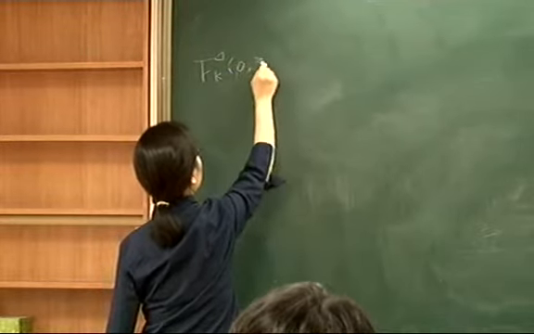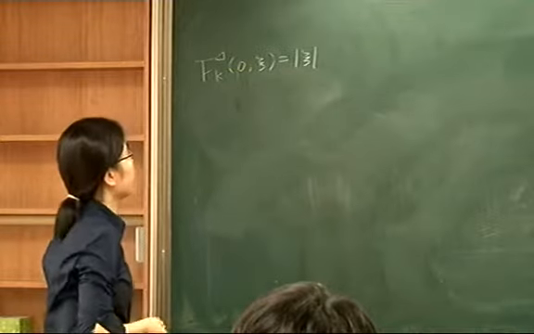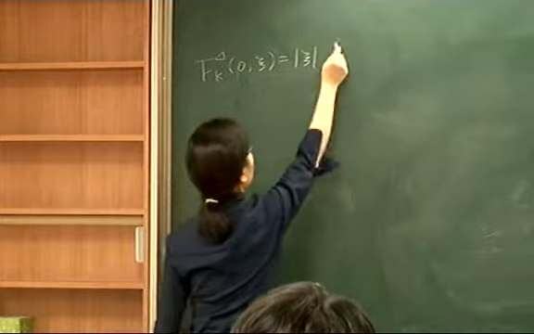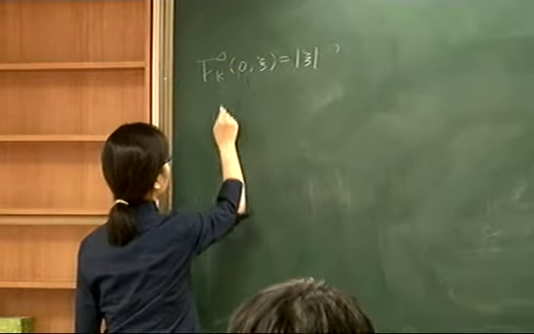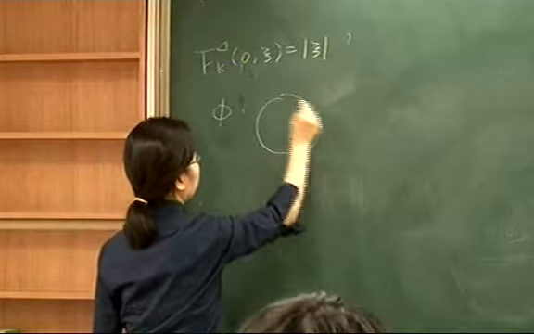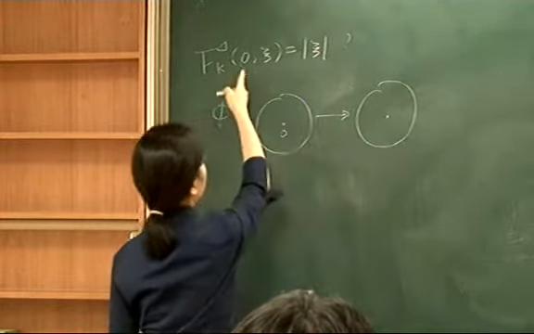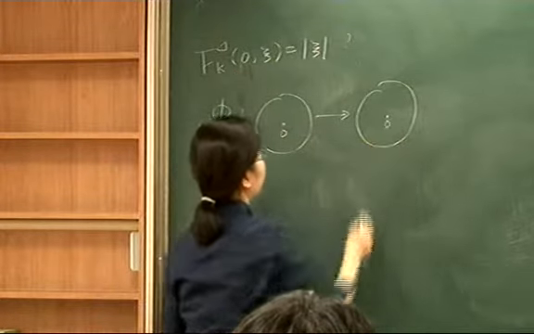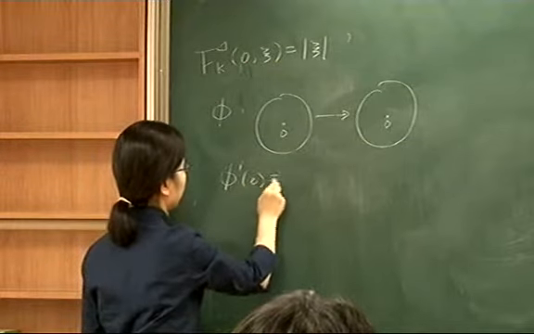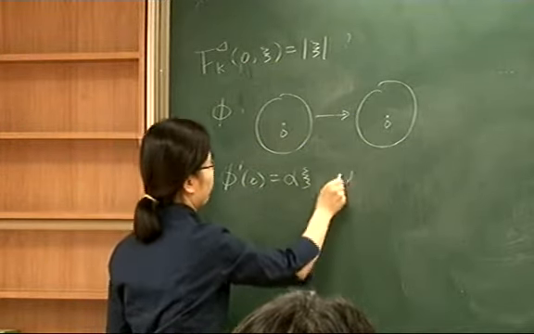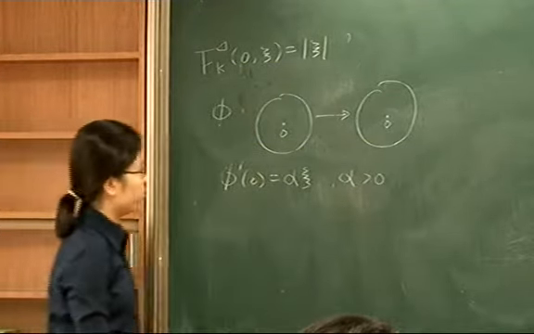So, is F_K(0, ξ) really the length of ξ? Well, yes, for obvious reasons. Let's say φ is a mapping from the unit disk to the unit disk that sends 0 to 0, because we are measuring the metric at 0. Say φ'(0) is α times ξ. Let's say α is a positive number. And we are in C^1, so ξ must be some complex number.